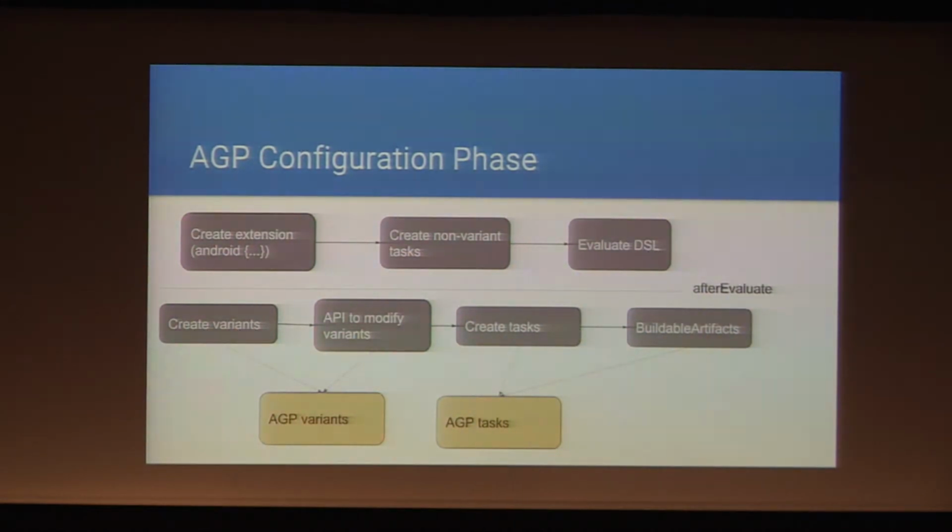So we saw what the previous graph looks like at the configuration phase, but basically there aren't many changes. The bottom part is slightly altered. After the variants are created, the API that allows modifications of variants is run, and at that point the variants start being immutable. After that, we create all the tasks, and the Buildable Artifacts API runs, and from that point onwards, the tasks are made immutable.